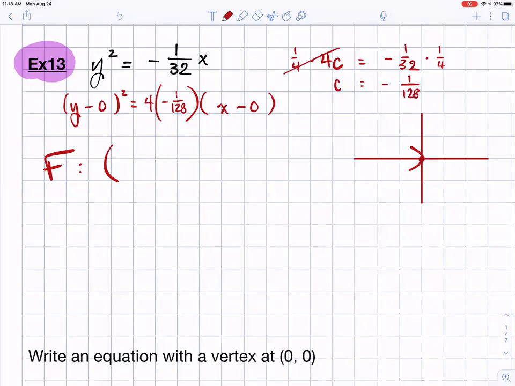Okay, now question, what is the first number? Negative, because I'm going to the left. Negative 1 over 128, comma 0. So there's my focus. Which direction do I find my directrix? To the right. How far?